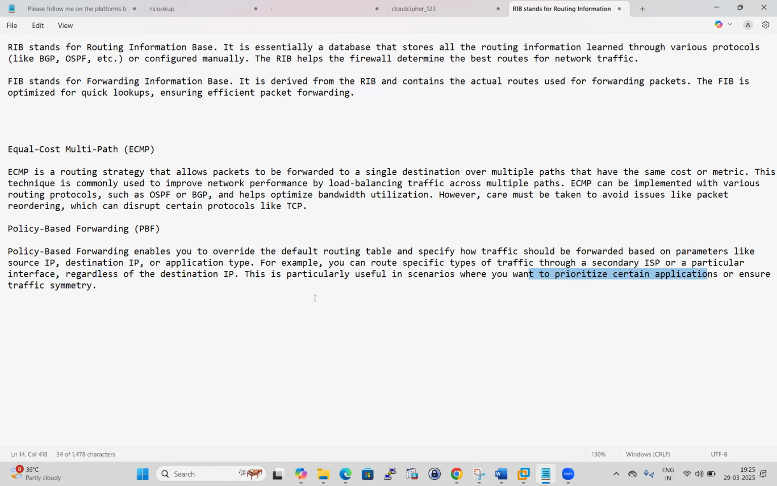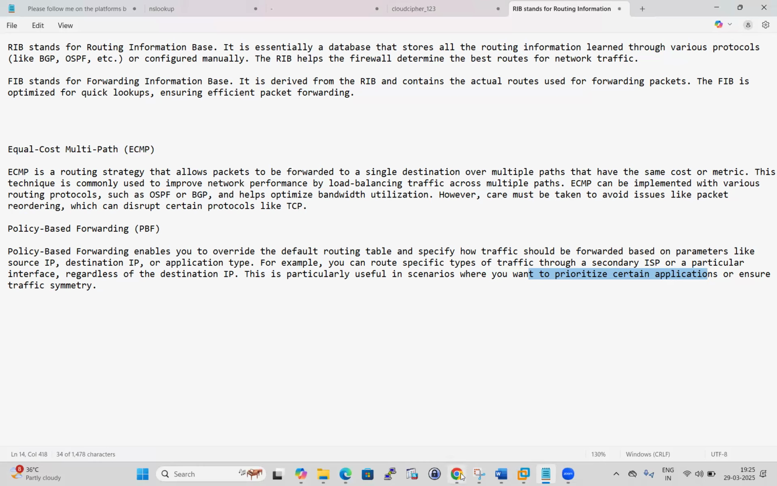If you want to give some priority to some applications, for example, local applications should go via ISP1 and there are some critical applications which should go via ISP2. So we can prioritize things with the help of policy based forwarding, and it is going to override the default routing tables. So this is the meaning of policy based forwarding and equal cost multipath in Palo Alto firewalls.